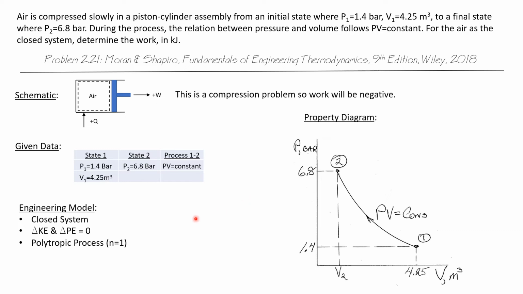We make an engineering model, a list of our assumptions. We're dealing with a closed system, so no mass enters or leaves. We're assuming that there's no change in kinetic or potential energy during the process. And we know we're dealing with a polytropic process that has a value of n equals 1. And we want to find the work in kilojoules.